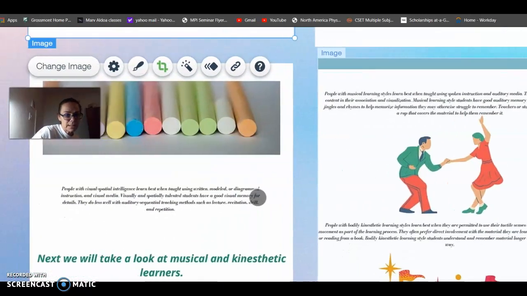Now, the next one we can talk about is going to be people with a visual intelligence. And they like to use written instructions, diagrams, and visual media. They are typically good at memory, and they like to do puzzles, reciting drills, and repetition.